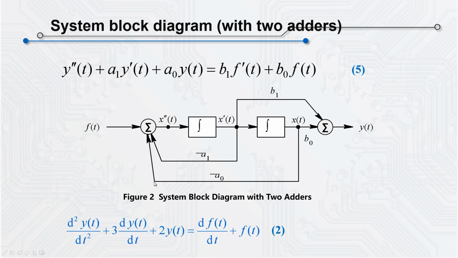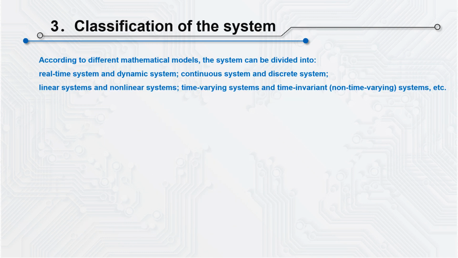Let's compare the previous Formula 2, second-order differential equation, with Formula 5. Obviously, here a1 is 3, a0 is 2, b1 is 1, b0 is 1. With such a relationship, if we know a second-order differential equation, we can directly draw the system block diagram with 2 adders. Let's talk about the classification of system.